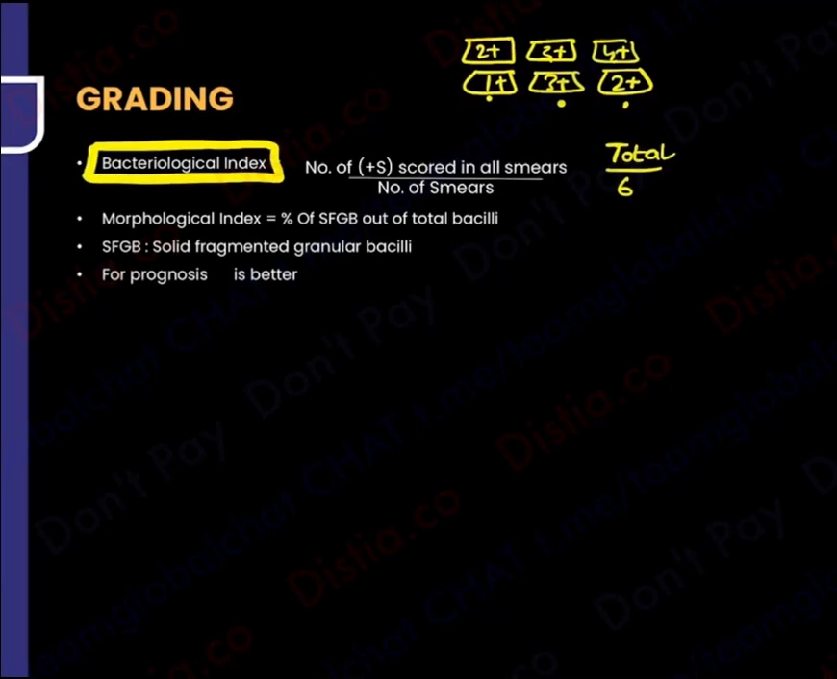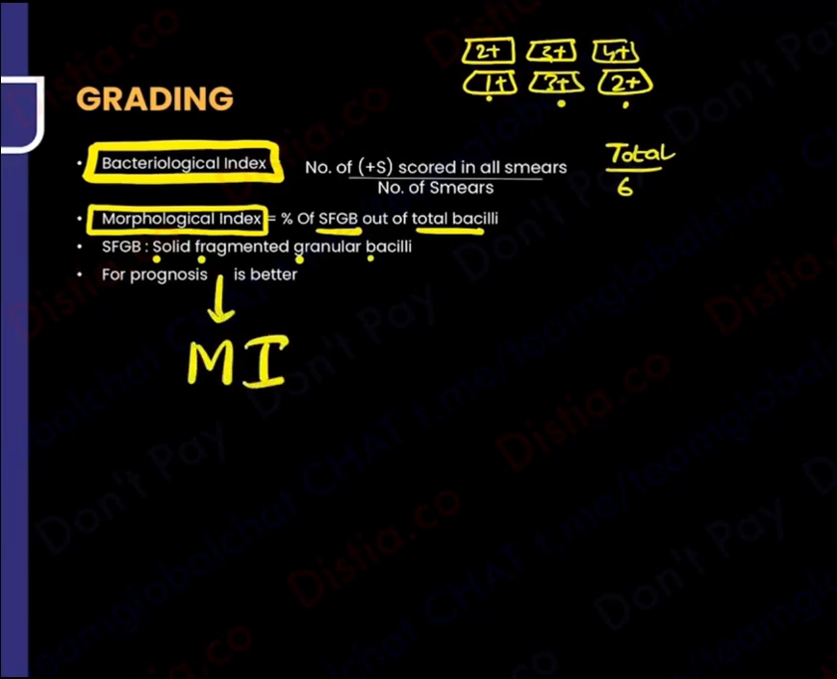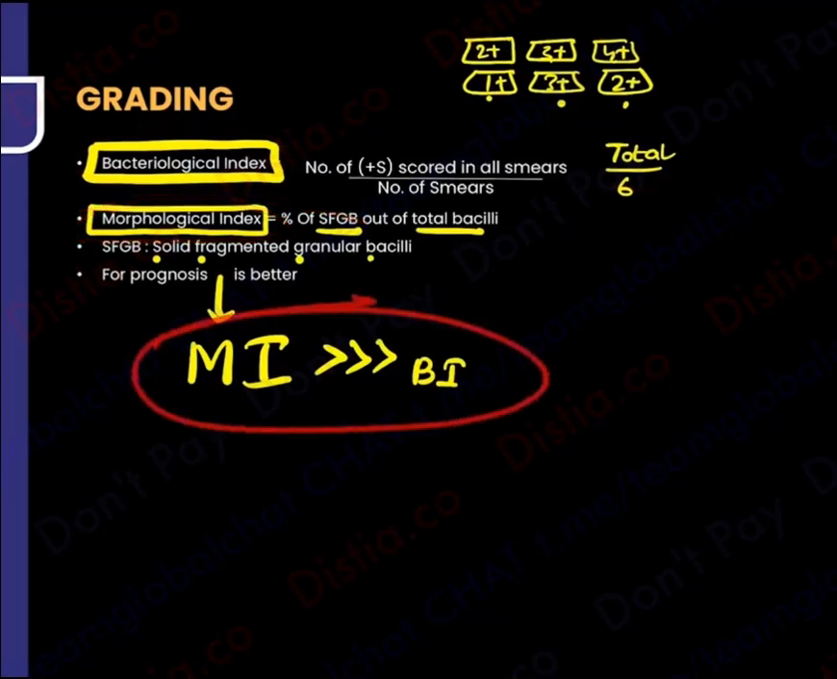But you're also interested in seeing whether they are intact or broken bacteria. You are also interested in knowing their morphology. So you want to find out, of the total, how many are SFGB. SFGB means solid fragmented granular bacilli, the broken bacilli. What is that percentage? Because please remember, for prognosis, the morphological index is said to be much better than the bacteriological index. The bacteriological index just tells you the total number. The morphological index tells you the morphology, fragmentation, SFGB, and that is a better prognostic factor.